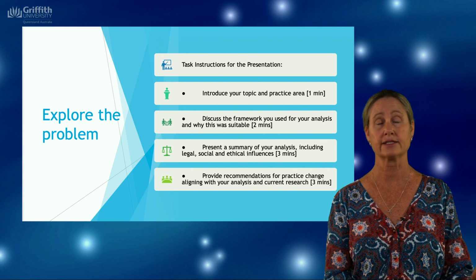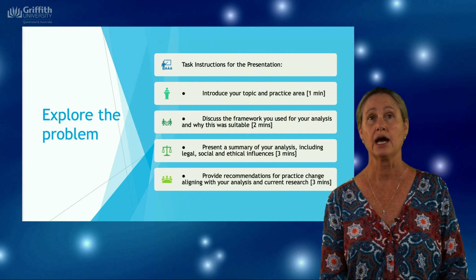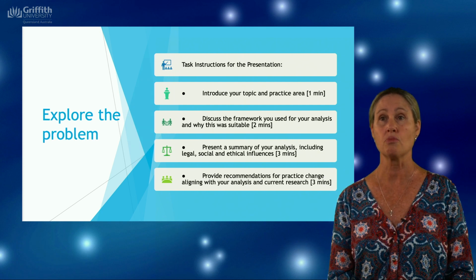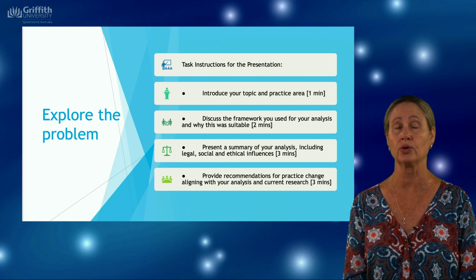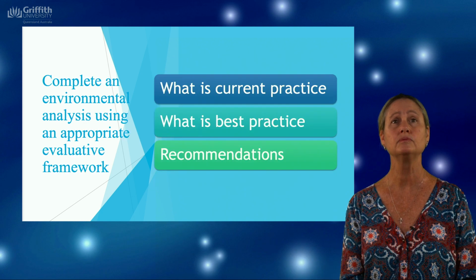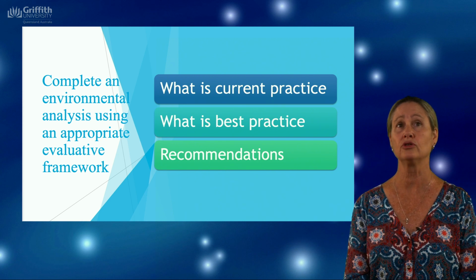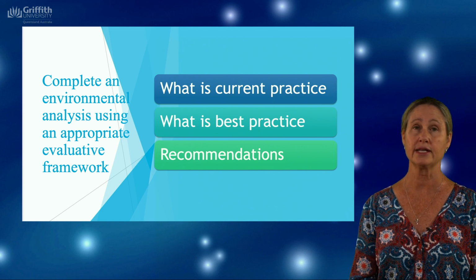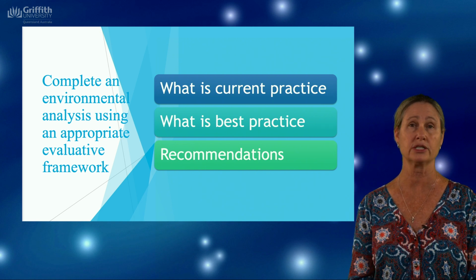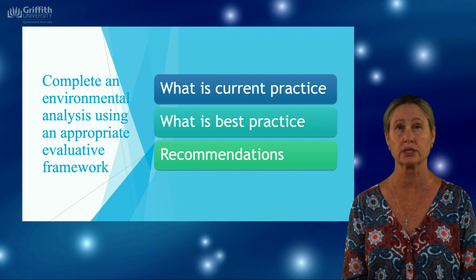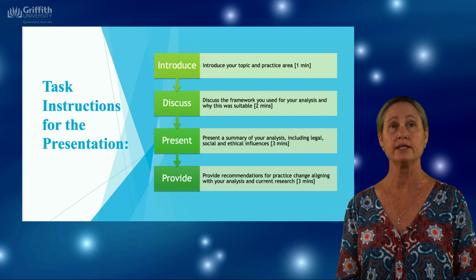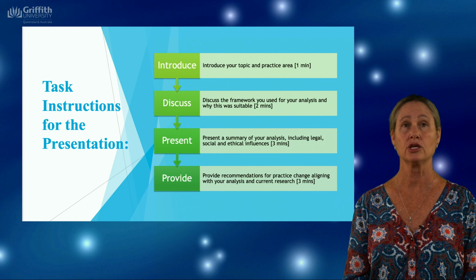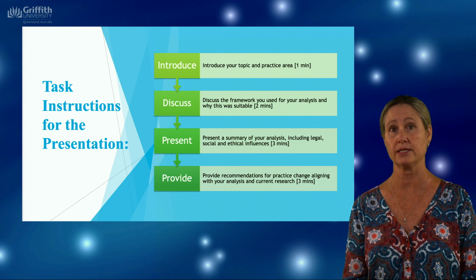You may look at staffing issues. You may also look at whether there's a need for better beds for these patients, or maybe a different staffing mix to enable patients to sit out of bed. As you're going through this, you look at your current practice, what is best practice, and recommendations. So you get an idea that this could be something that could be changed, because that then becomes A3, your change management plan. When you're breaking this down: introduce, discuss, present your summary and then provide recommendations.